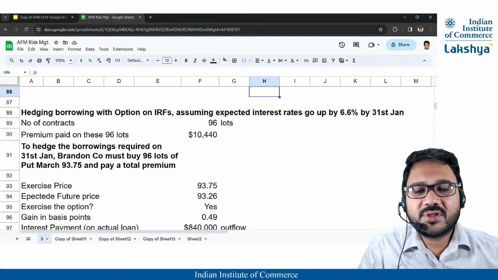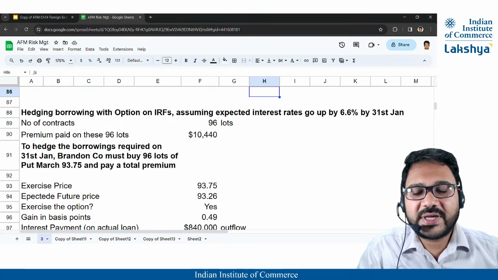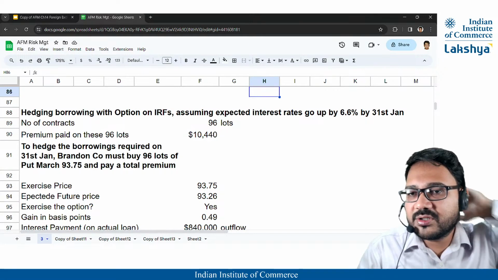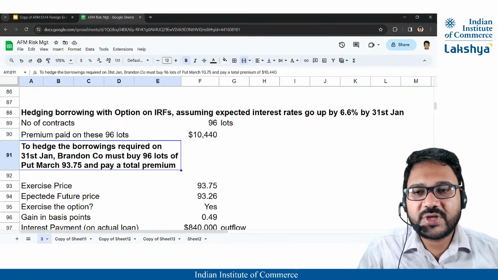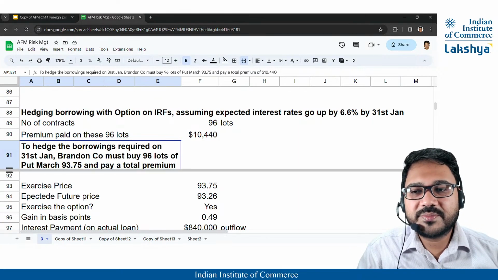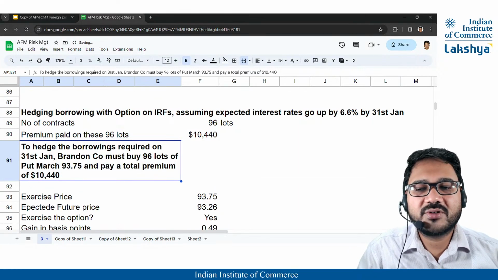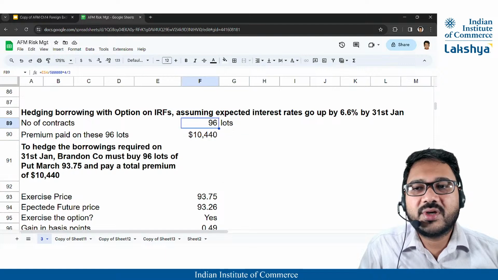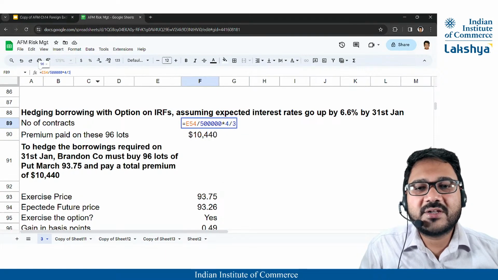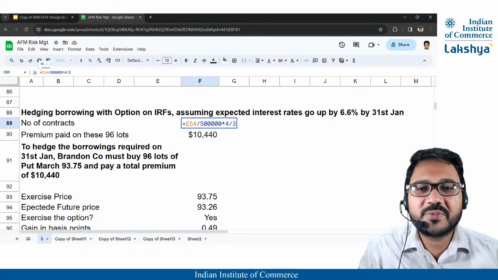Then we have options. So in case of options, the number of contracts are 96 lots. Premium paid on these 96 lots is $10,440. To hedge the borrowing required on 31st of Jan, Brandon Company buys 96 lots of put March 93.75 and pays a total premium of $10,440. How did we get the premium? Nothing. We are taking 96 lots. See, the calculation remains same as in case of futures.